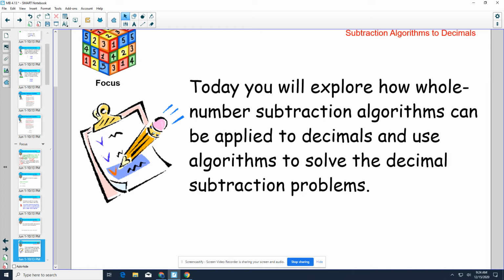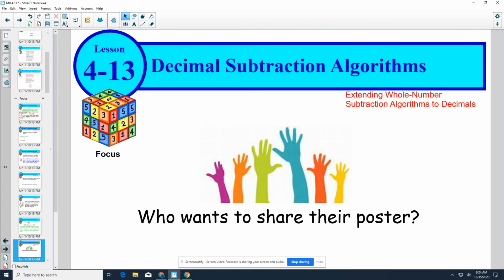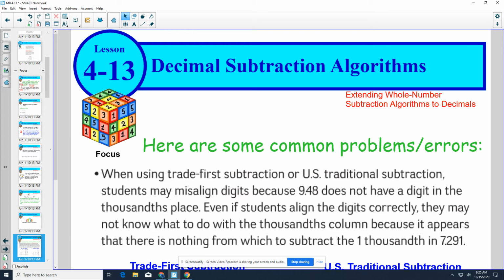So today you'll explore how whole number subtraction algorithms can be applied to decimals and use algorithms to solve the decimal subtraction problems, so you don't have to color a grid every time. So we're going to skip this.